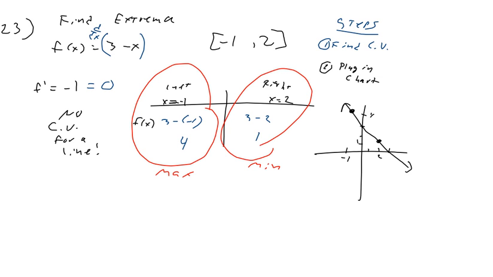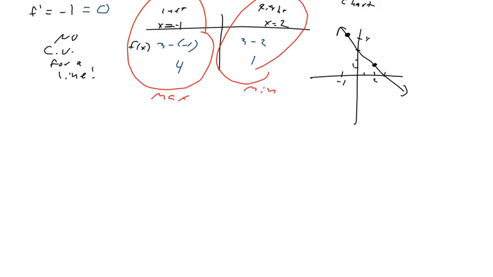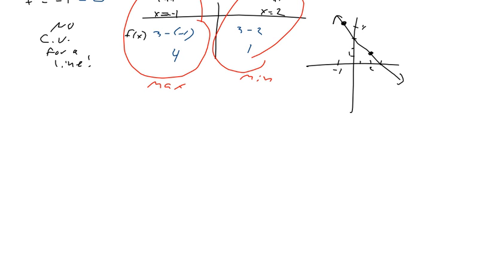All right, last one. 31. Again, find the extrema. My function, 6x squared over x minus 2, and my range is between -1 to 5.